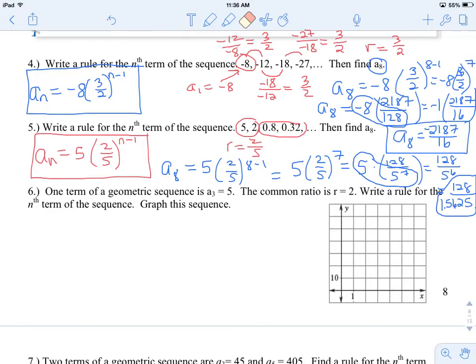Number 6 says one term of a geometric sequence is a sub 3 equals 5. The common ratio is 2. Write a rule for the nth term of this sequence and then graph the sequence.